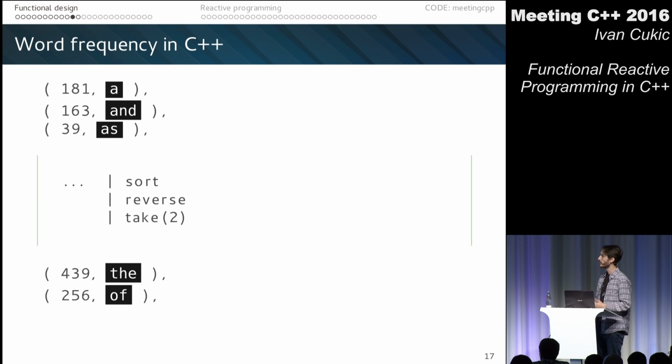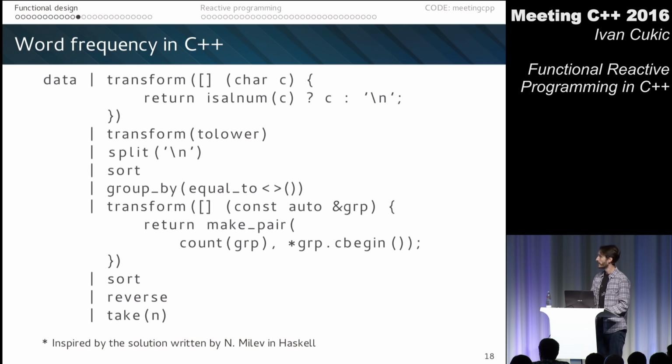Now we need to sort them, and because sort is ascending, and we want the other way around, we reverse and say take 2, because we want just the top 2 words. So the whole program in C++ is a little bit longer than in Bash, but it works really well.